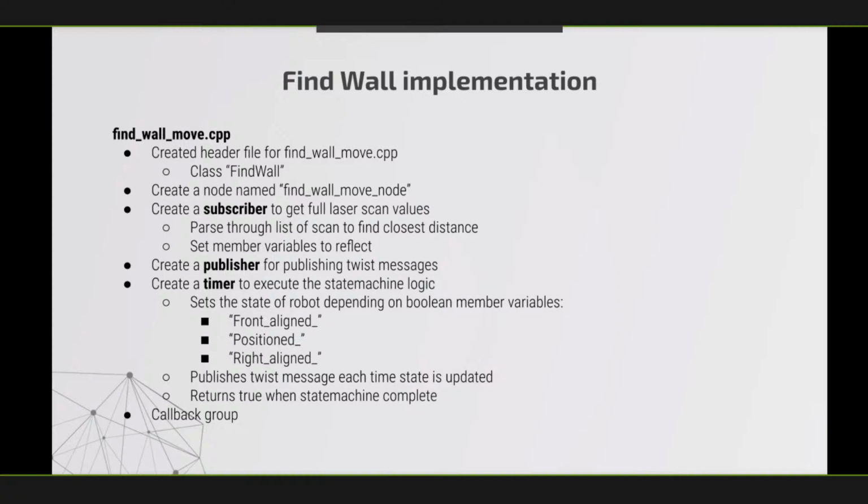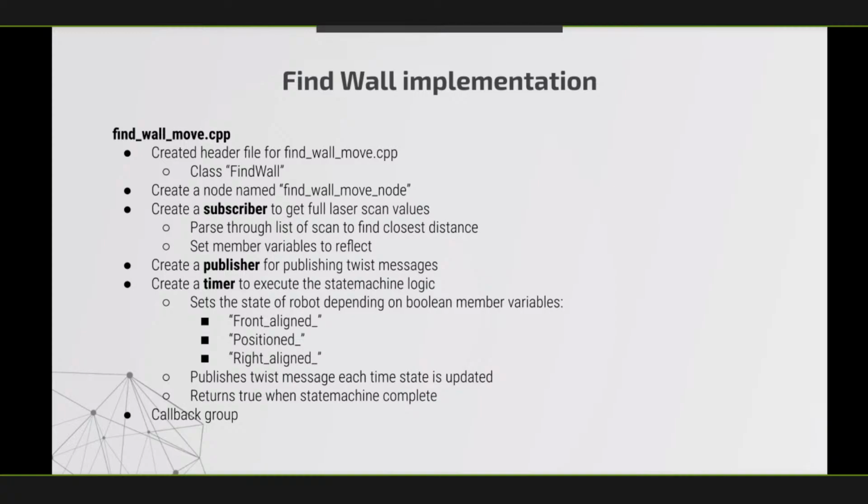And there was also a node in findWall move node, which created a subscriber to get the full laser scan values. And then inside that subscriber callback, parse through the entire list of laser values and find the smallest value, which would be the closest distance. And I would ignore the infinite values.